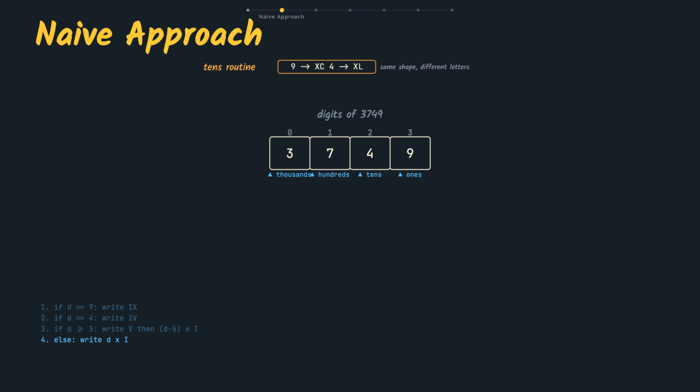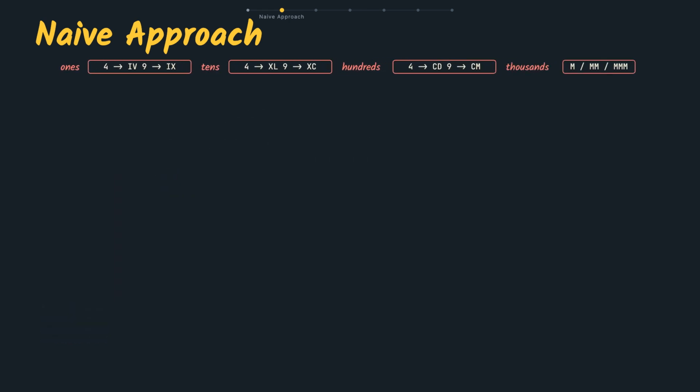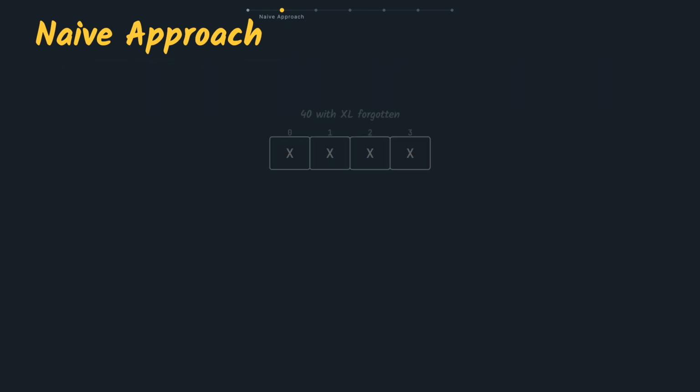Then the tens digit needs its own routine. 40 and 90 carry their own subtractive pairs. Same shape, different letters. Then hundreds. Then thousands. 4 near identical routines, and every one of them hides its own 4 and 9 trap. It works, but it's fragile. Forget one subtractive pair, like the 40 case, and a whole band of numbers comes out wrong.